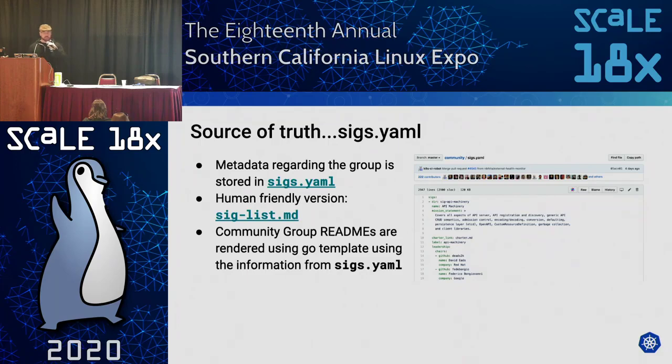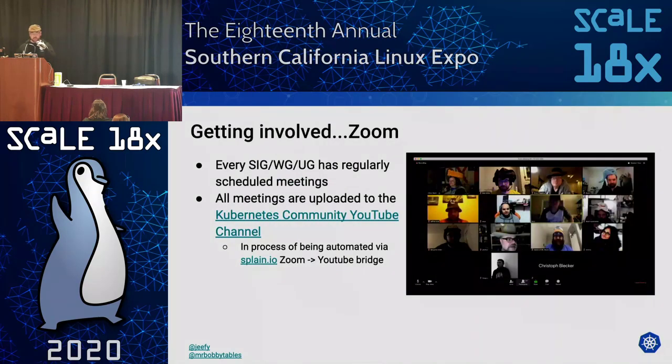Okay, you start to look at the SIGs, you start to look at the working groups, you found something that appeals to you. You might have joined the mailing list, you might have jumped into the channel in Slack. The next thing for you to get involved with is to join in one of the meetings. So every SIG, working group and user group has a regular scheduled meeting. All these meetings are recorded and uploaded to YouTube.